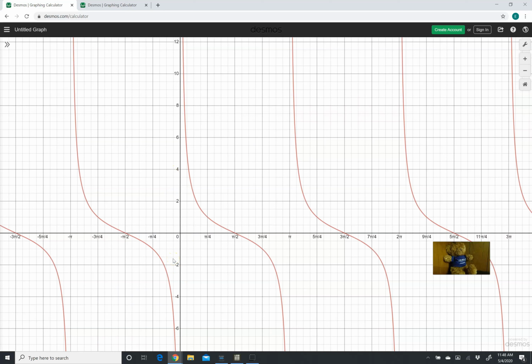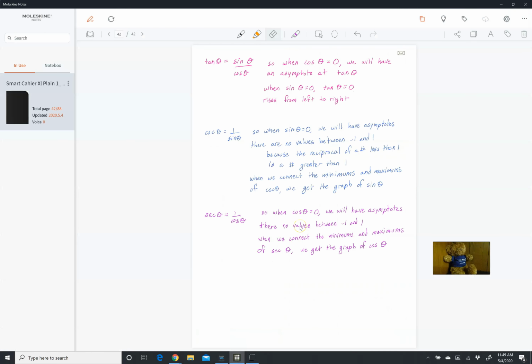Whereas for tangent, the asymptotes were when cosine was equal to 0. This also falls from left to right. That's how we distinguish it from tangent. So it has no minimums and maximums. It has asymptotes, but its asymptotes are when sine is equal to 0, and it falls from left to right. So these are distinguishing characteristics, things that make cotangent cotangent, okay? So let's write that down. And then we'll compare all of the graphs.